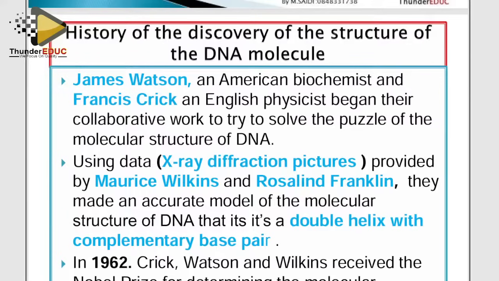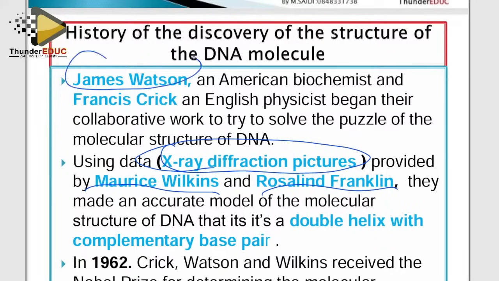Let's go. When it comes here, you just need to know 2 things. Who discovered the structure of DNA using X-ray diffraction pictures? That's when you talk about Maurice Wilkins and Rosalind Franklin. If they ask who discovered the structure of DNA, just like that, you talk about James Watson and Francis Crick. Who discovered that DNA is a double helix with complementary base pairs? That's when you talk about James Watson and Francis Crick again. I think, guys, you understand that very well.